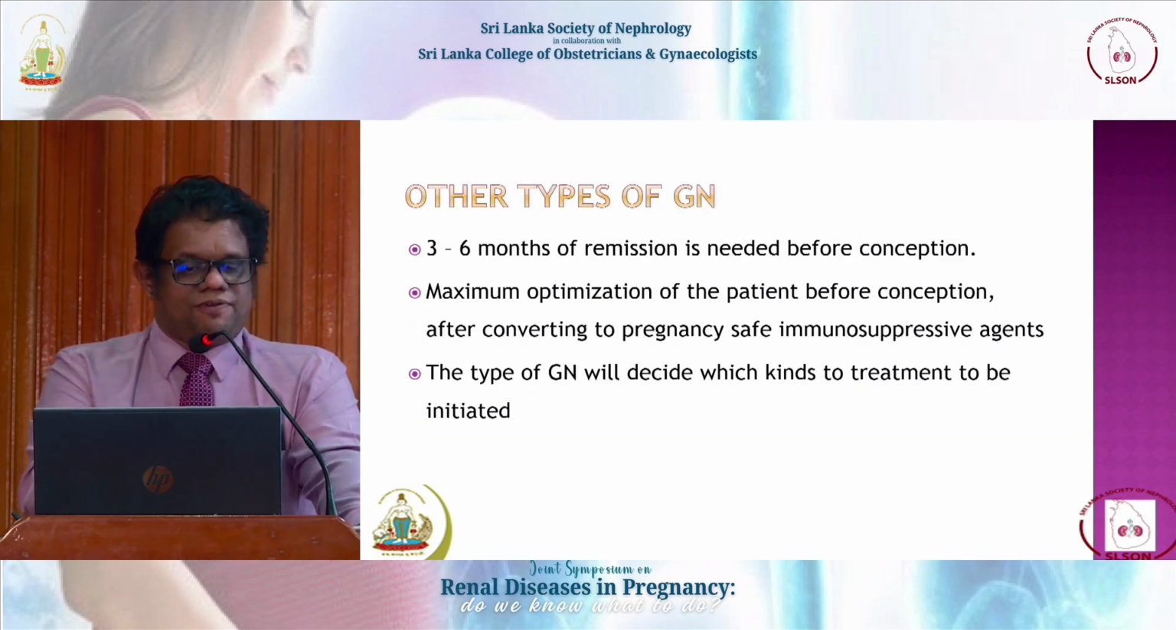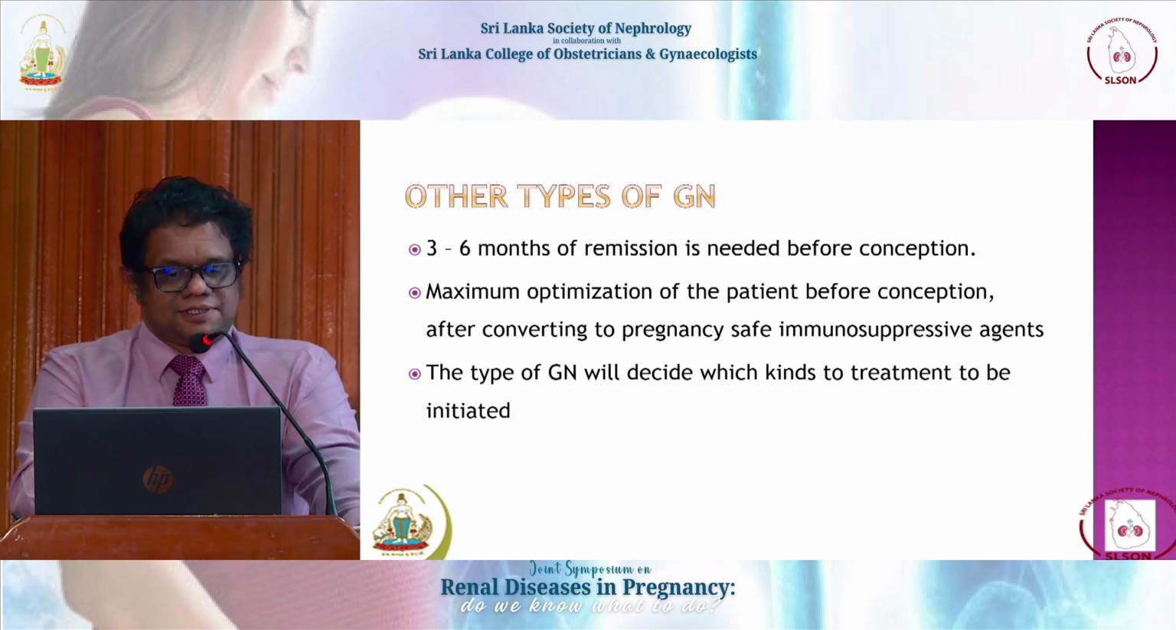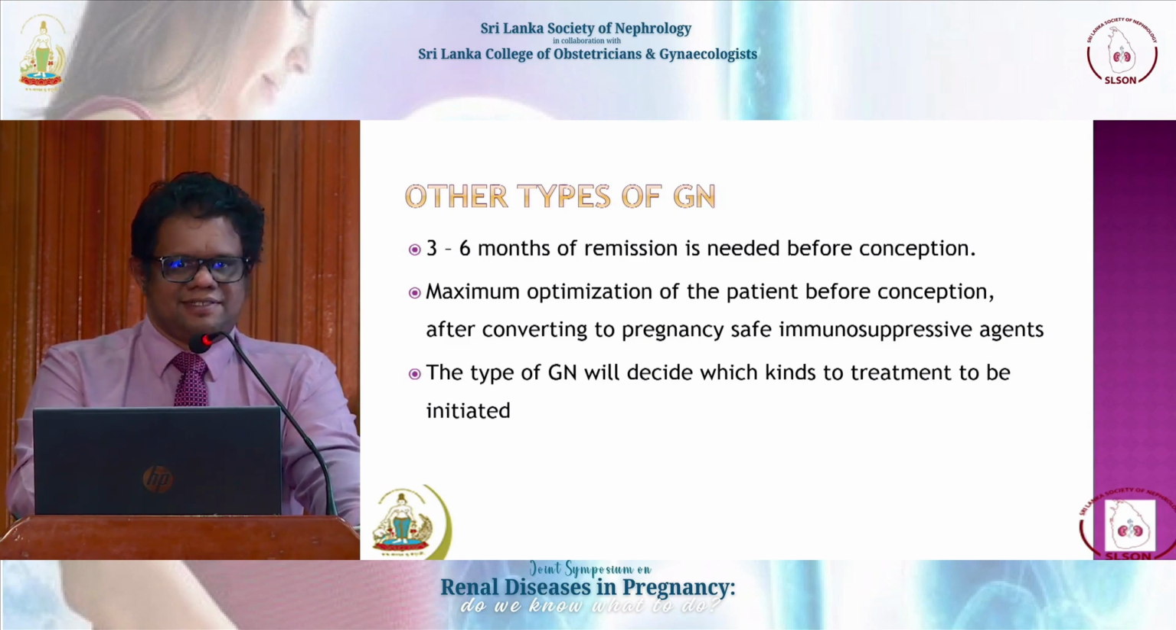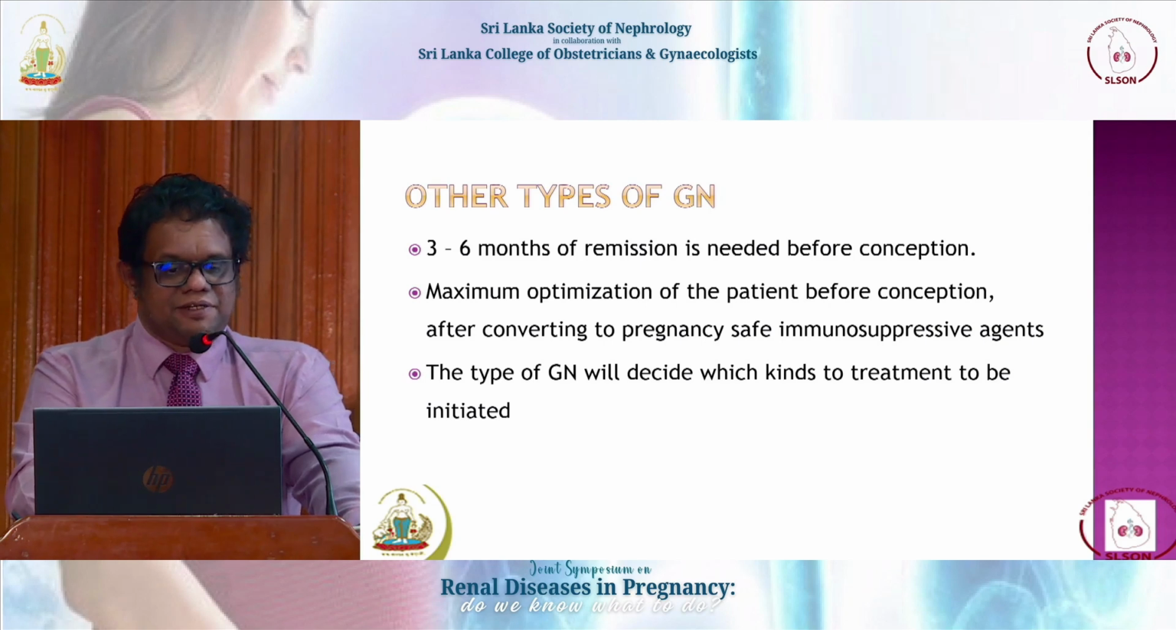So, for other types of glomerulonephritis, 3 to 6 months of remission is needed before conception. Once again, maximum optimization of the patient before conception is needed, after converting to pregnancy-safe immunosuppressive agents that I have discussed at the beginning of my talk. And the type of glomerulonephritis will decide which kinds of treatment are to be initiated during the pregnancy.